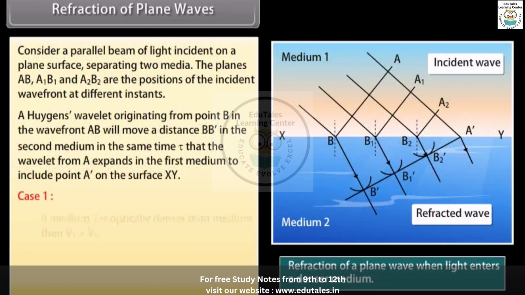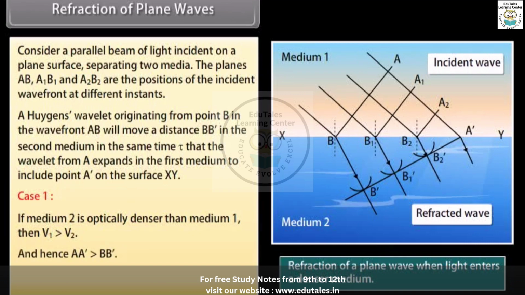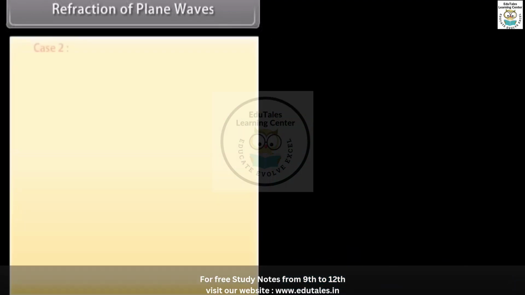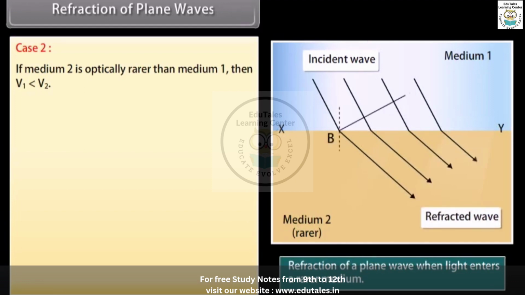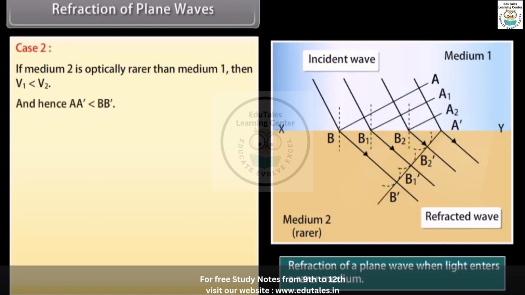Case 1. If medium 2 is optically denser than medium 1, then V1 is greater than V2 and hence AA' is greater than BB'. The ray is bent towards the normal. Case 2. If medium 2 is optically rarer than medium 1, then V1 is less than V2 and hence AA' is less than BB'. The ray is bent away from the normal.